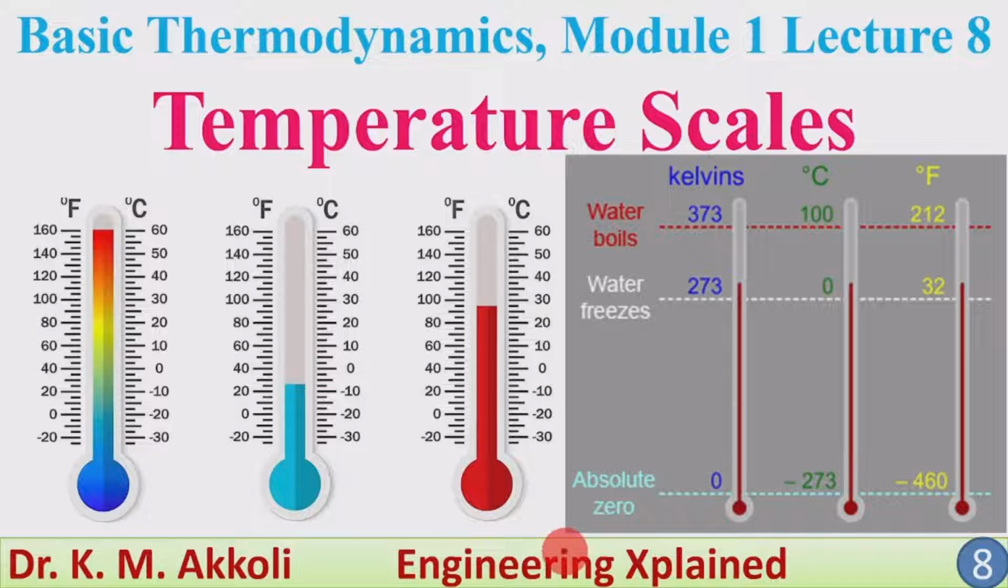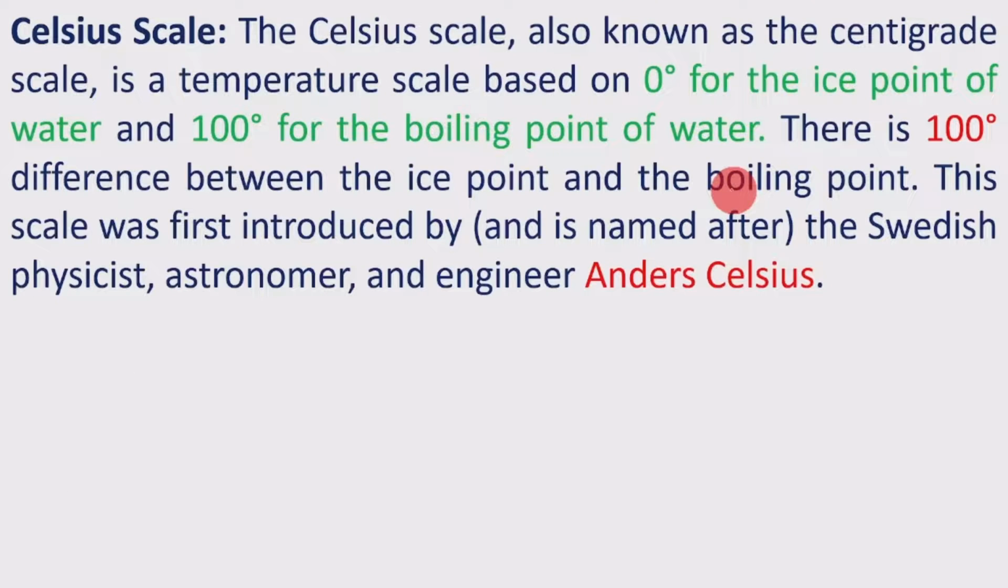In this session, I am going to take Basic Thermodynamics Module 1, Lecture 8. In that, I will take temperature scales. Temperature, as we already know, is a measure of hotness or coldness. How hot or how cold it is has to be measured using some scales, and those are expressed in terms of some units. Here I am going to discuss those different temperature scales and their units, and also compare these different types of scales.